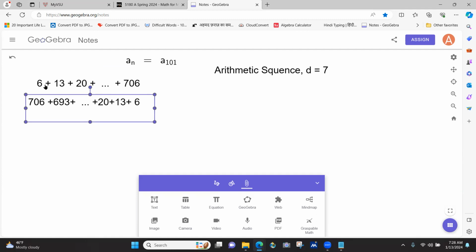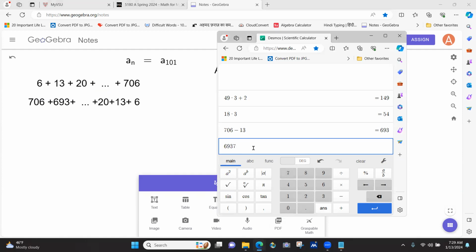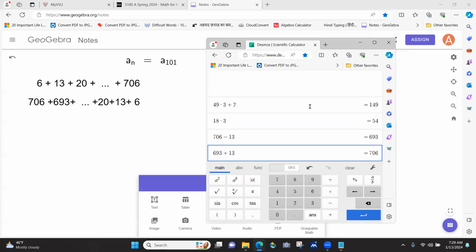All right, I'm going to claim each pair will add up to 712. An argument being, I can see this one, 706 plus 6 is 712, 693 plus 13 is 712. Let's check. 693 plus 13. Something going on here. Okay, my bad. Minor mistake, but we'll fix it, okay?